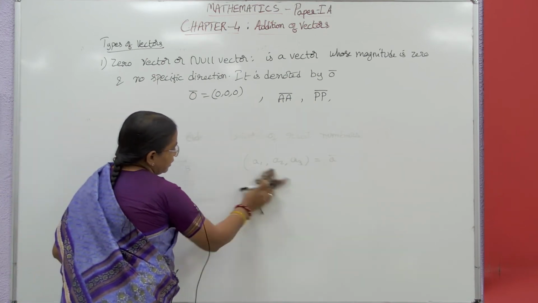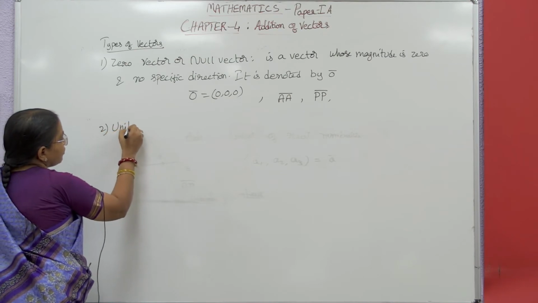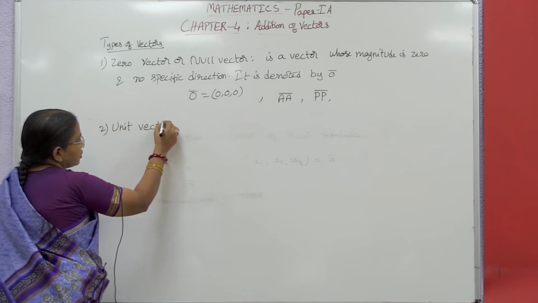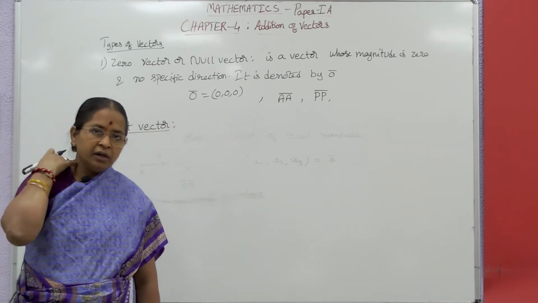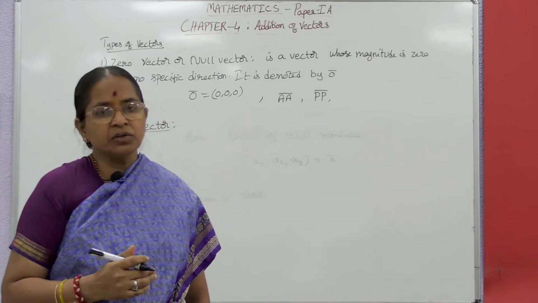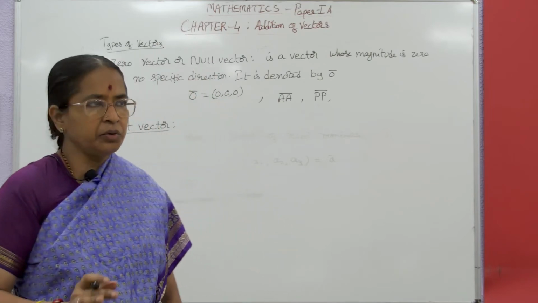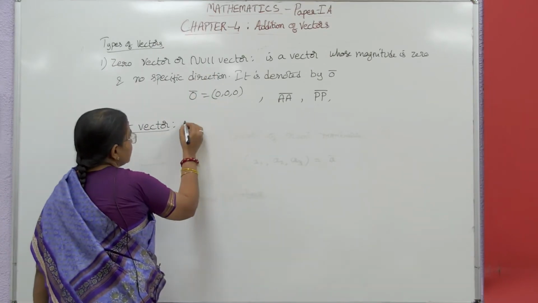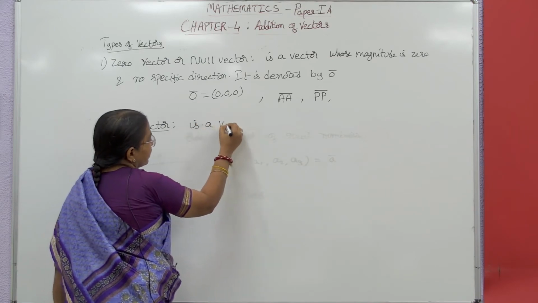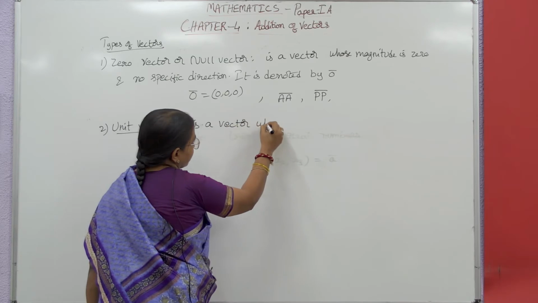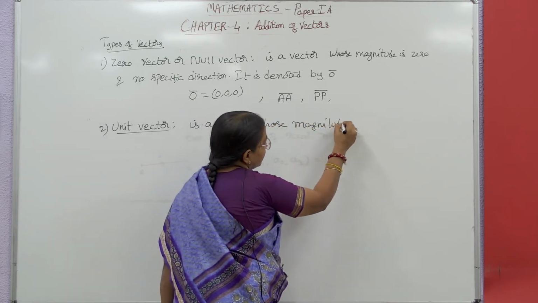Okay, next is unit vector. The second type of vector is unit vector. This definition is very important. You must understand this unit vector clearly. Definition wise, it is very simple. Unit vector is a vector whose magnitude is 1. Whose length is 1, like that.